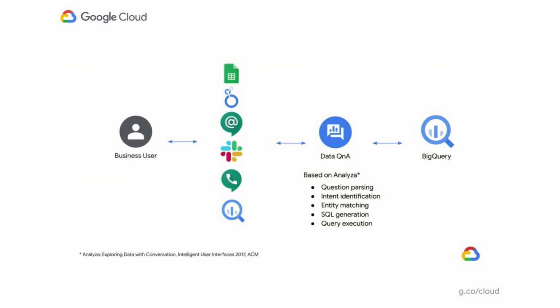The vision for Data QnA is for any business user to go to their interface of choice, which could be a chatbot, a spreadsheet, or a BI platform, ask a question through natural language, and get an answer back. Data QnA parses the question that is asked, identifies the intent and the entities, matches those to the underlying data, generates a SQL, and returns an answer to the end user.